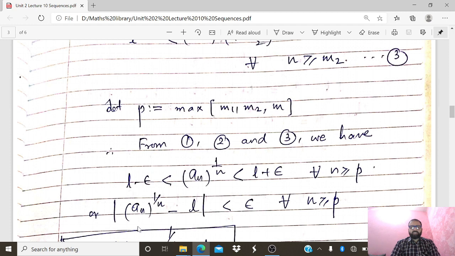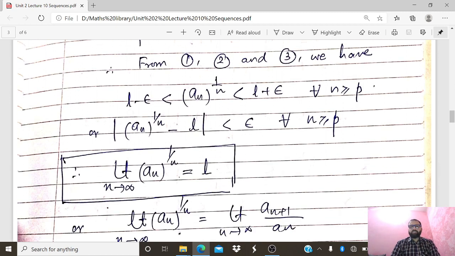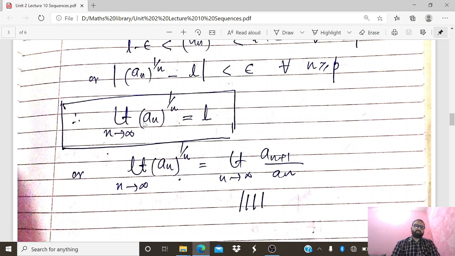And this essentially means that the mod of a_n raised to power 1 by n minus L is going to be less than epsilon for all n greater than or equal to p. By applying the basic definition of convergence, this means that this limit is equal to L, but L is nothing but the limit as n approaches infinity of (n plus 1) upon n. So the proof is over.